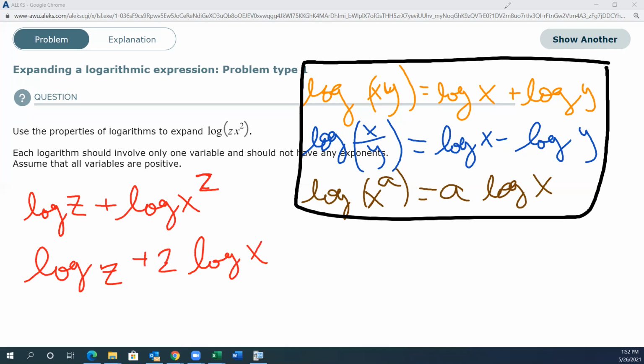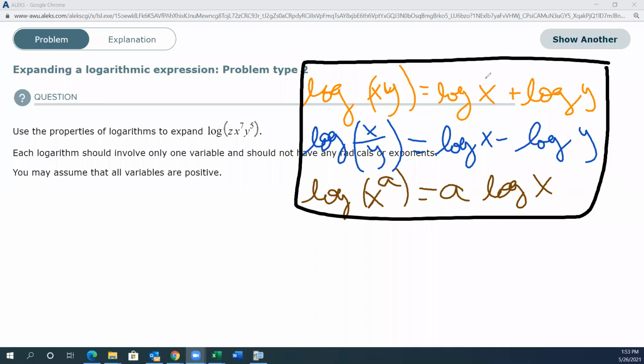And it's all done. Okay, so now we kind of step things up just a little. Same instructions. Just break it up all you can.